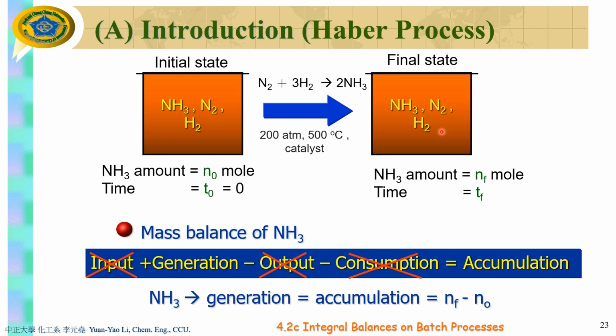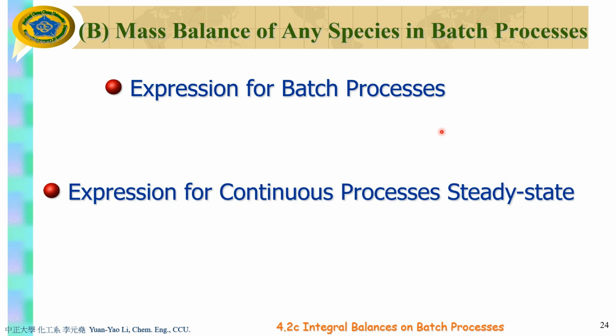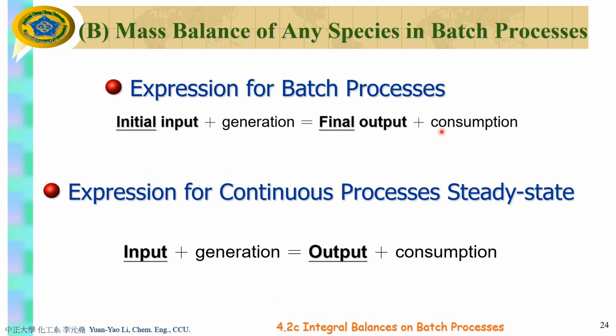There's an example in the textbook, please read it by yourself. So, mass balances of any species in a batch process. This is a tip for you to express. The expression for the batch process is initial input plus generation equals final output plus consumption. It can be nitrogen, hydrogen, or ammonia, because ammonia has no initial input, right?